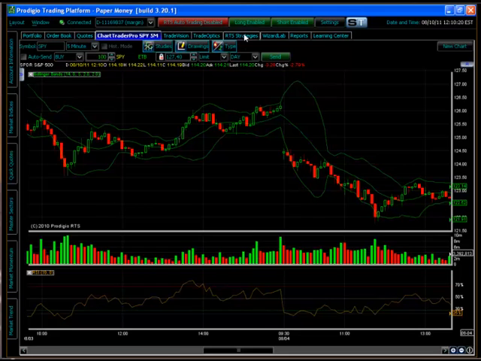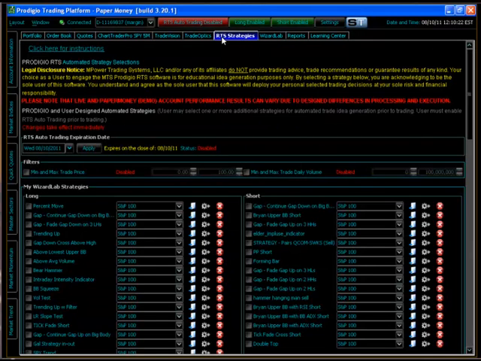It's very easy to do that in Prodigio. All you need to do is go to one of these tabs, RTS Strategies or Trade Optics, and you just select your strategy and you click it, and that activates the strategy based on some list of symbols that it's scanning.